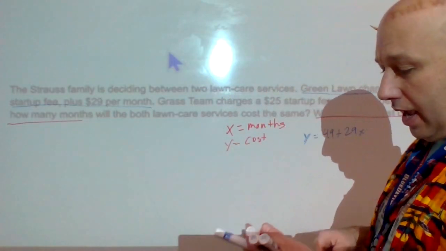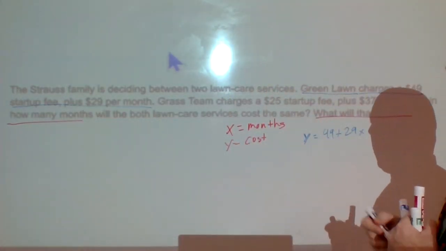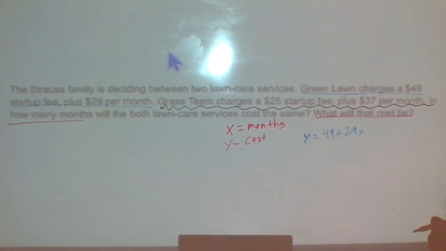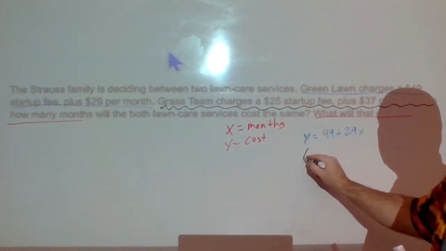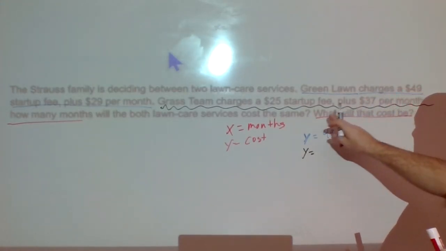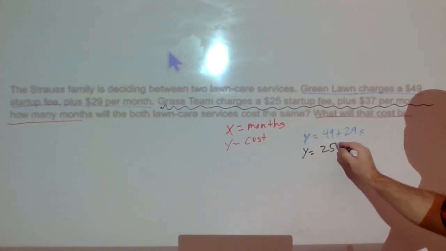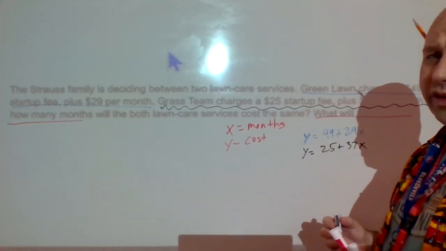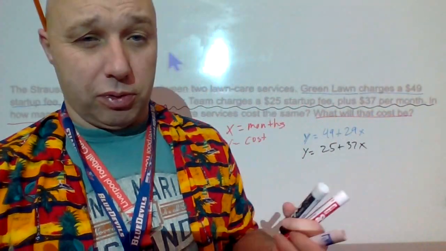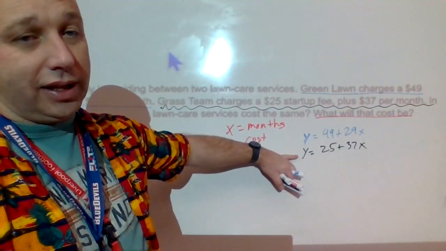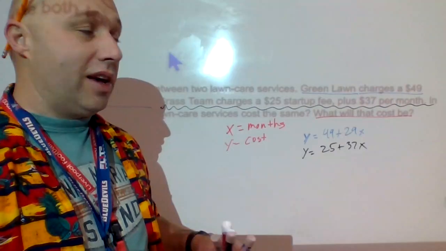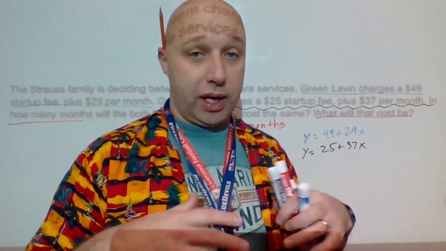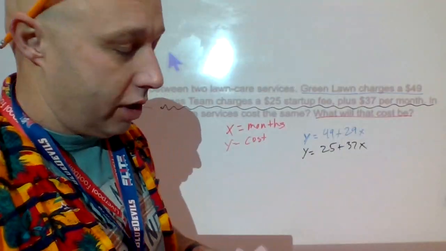Now, we also want to do grass team. Grass team has a $25 startup fee and $37 per month. So total cost for grass team is going to be $25 for startup and $37 per month. Those equations look very similar. A lot of the real world problems we do might look like this. If they're giving you startup fees and per month, it's probably going to look like that, so just get your mind trained like that.